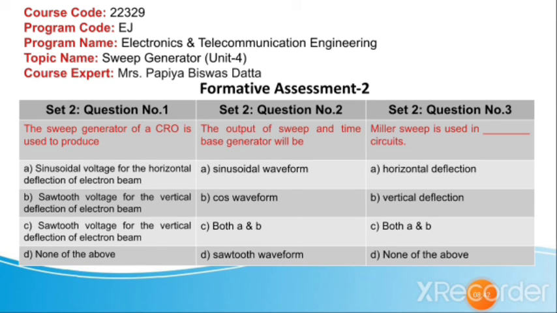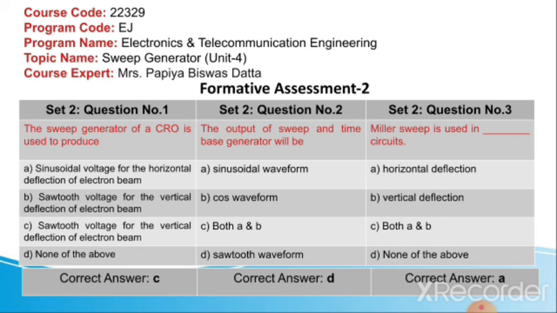I hope you got the answer. The sweep generator of a CRO is used to produce sawtooth voltage for the vertical deflection of the electron beam. The output of a sweep and time-based generator will be a sawtooth waveform, and the Miller sweep is used in horizontal deflection circuits. I hope you have understood the concept of the sweep generator.